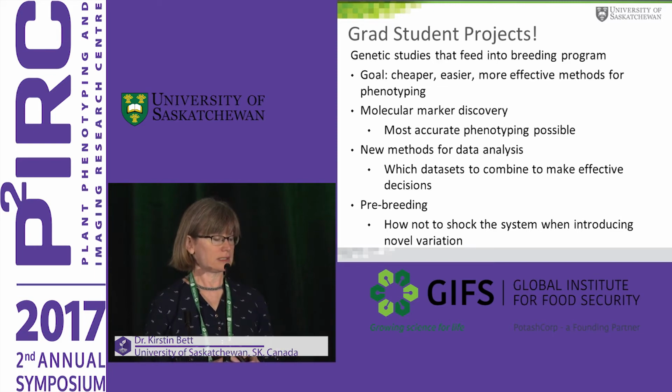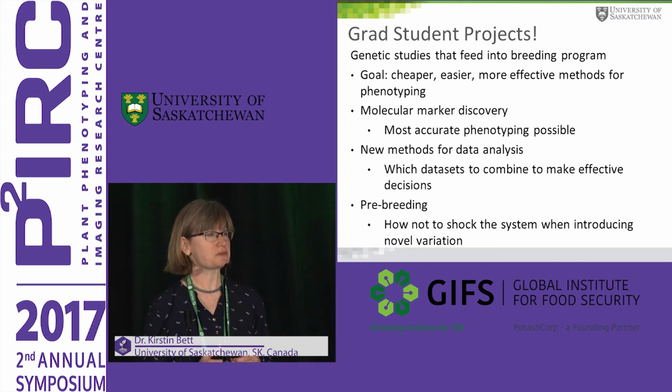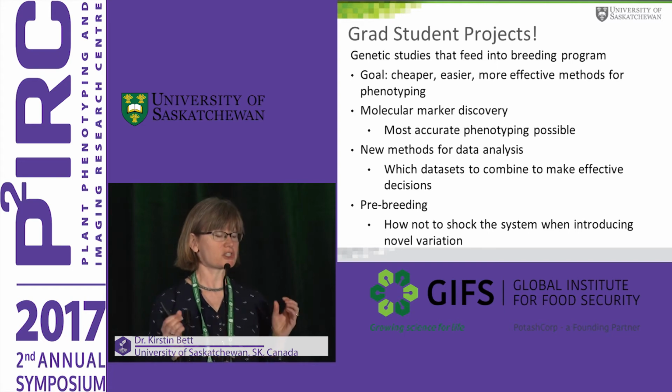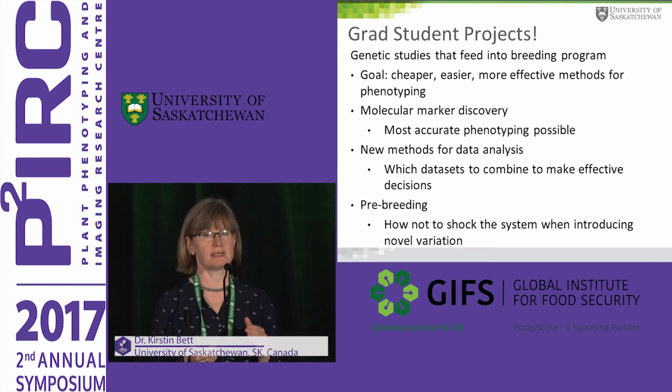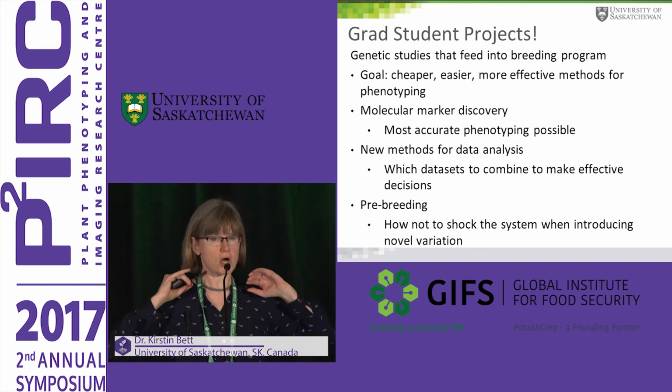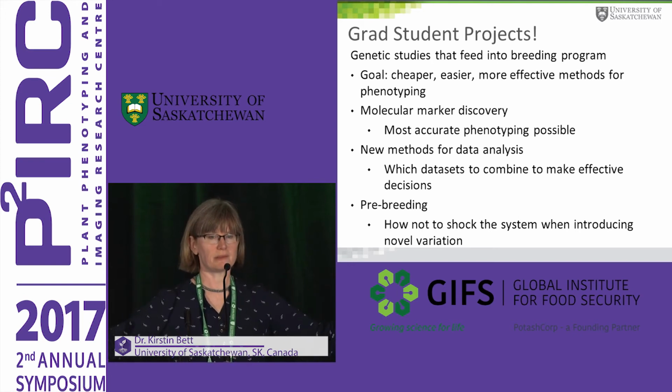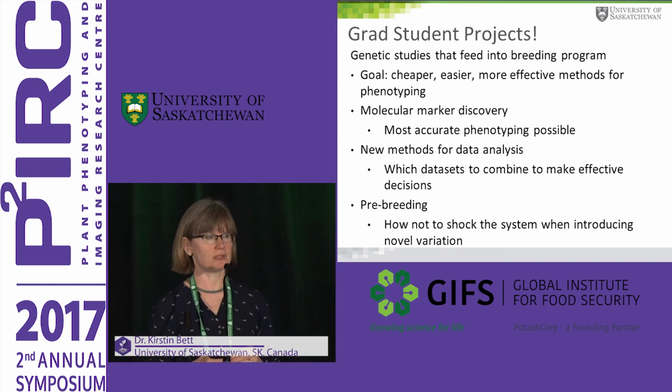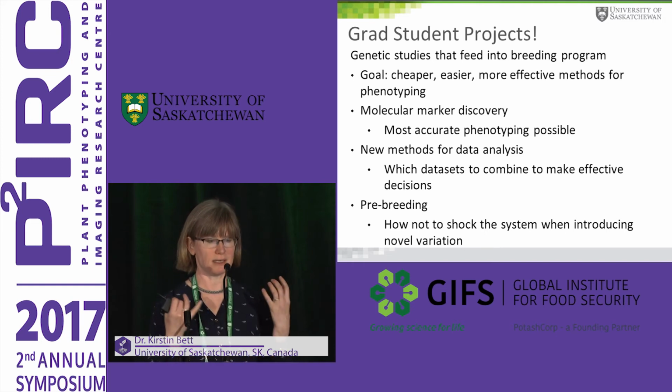And then the last area is pre-breeding, the use of wild relatives, for instance, and how not to shock the system when you introduce this novel variation. Because yes, you can cross with something unadapted and you are going to get a whole whack of variability, which in theory should raise your response to selection based on that equation, but your heritability is going to go out the window because you can't assess enough individuals to find the winners.